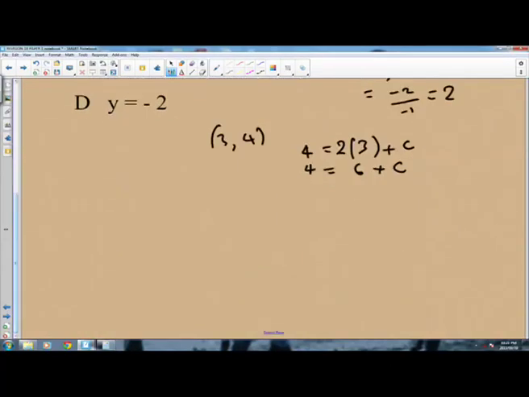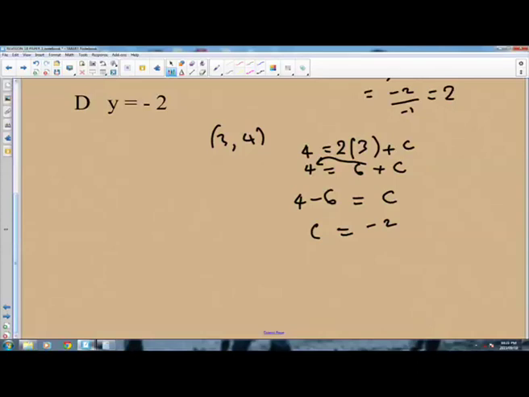4 is equal to 6 plus c, meaning 4 minus 6 is equal to c, because the 6 here is positive. We need to take this 6 to this side of the equal sign. It becomes 4 minus 6. And this is simply saying c is equal to negative 2. You have your c as negative 2, which is the y-intercept. The gradient is given as 2.